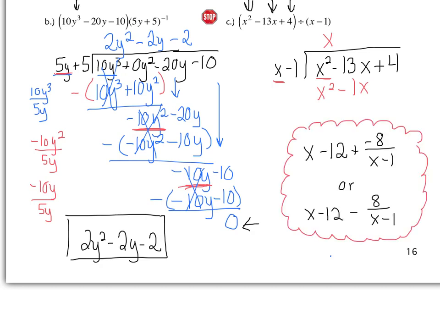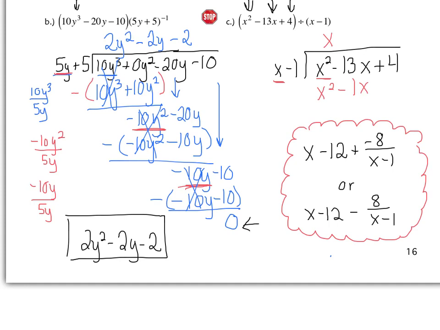Okay, so here's our answer. You should notice that our remainder, or hopefully you got it on your own, is negative 8. So you could write it two different ways. I wrote it both ways for you. X minus 12, and then with the remainder being negative 8. You could write it as plus negative 8 over x minus 1, or you could write it as x minus 12 and then minus 8 over x minus 1.